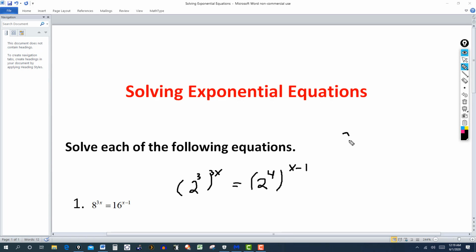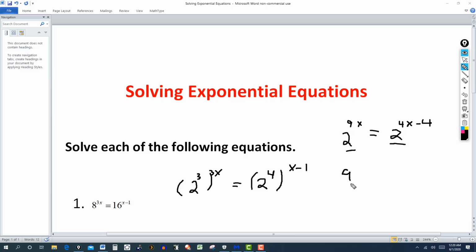So then, rewriting this, power to a power, I just write that as 2 to the 9x. On the other side, again, I have power to a power, so I multiply the exponents. So 4 times x minus 1 would give me 4x, and then 4 times the minus 1 is minus 4. So now here I have the same base. I have the same base, so it follows that the exponents have to be equal.